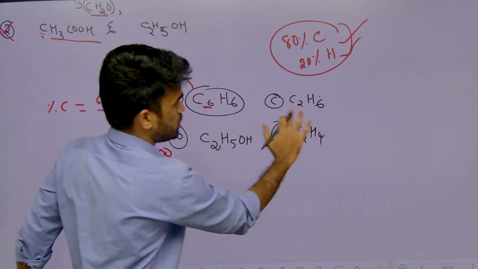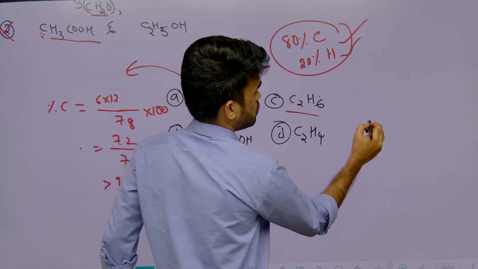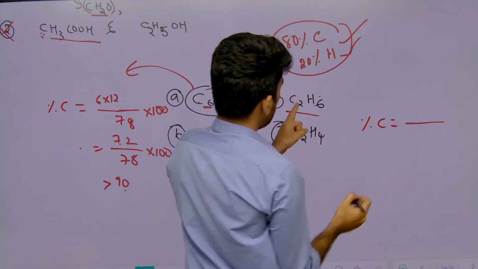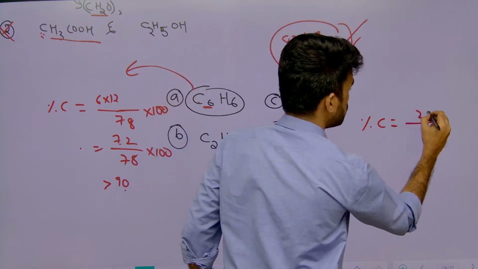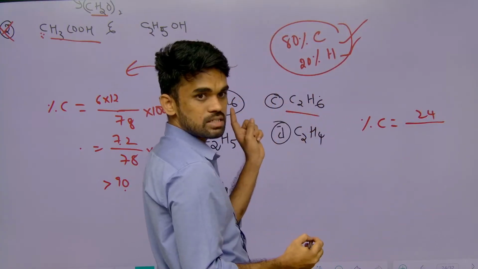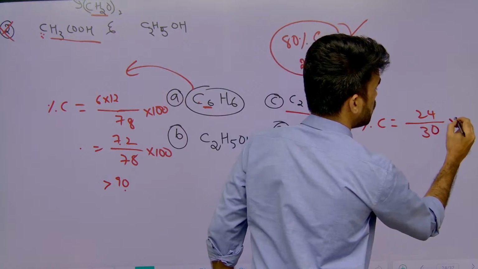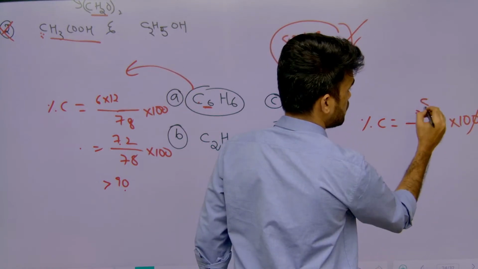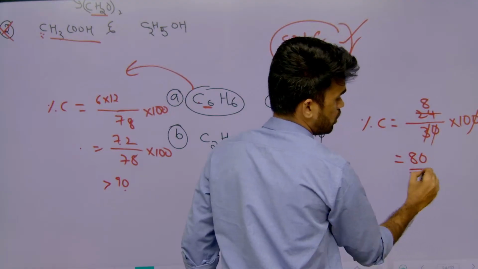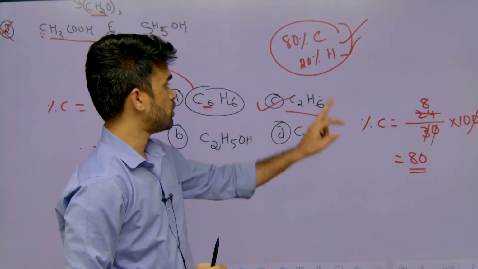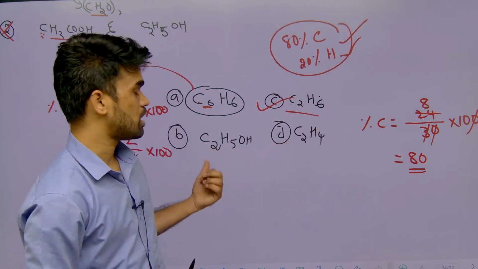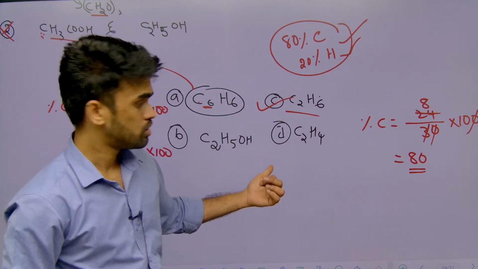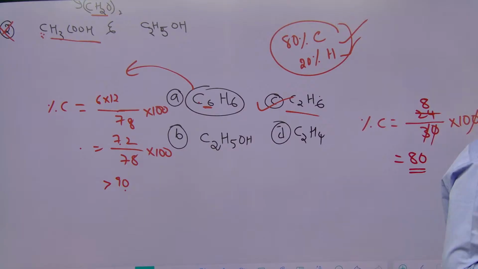Okay, next go through this option. So percentage of carbon means 2 carbons, 24, 24 plus 6, 30, into 100. So exactly 80 we got here. So this should be your answer. Okay, if you want you can cross check for the others. Okay, clear now? So this is like option verification only.